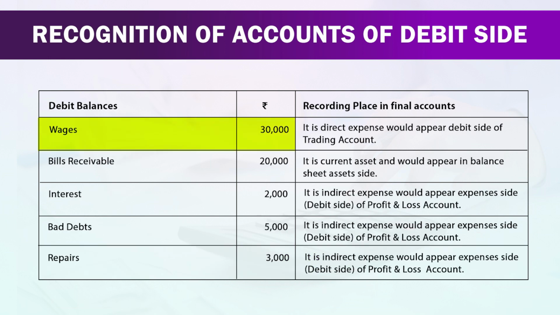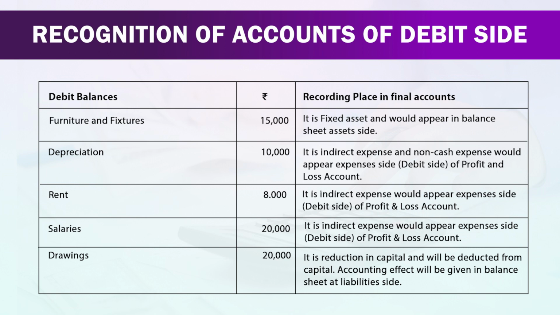Wages 30,000, it is a direct expense, would appear on the debit side of the trading account. Bills receivable 20,000, it is a current asset and would appear on the asset side. Interest 2,000, it is an indirect expense and would appear on the expense side, meaning the debit side of the profit and loss account. Bad debts rupees 5,000, it is an indirect expense, would appear on the debit side of the profit and loss account. Then we have repairs of rupees 3,000, it is also an indirect expense and would appear on the debit side of the profit and loss account.